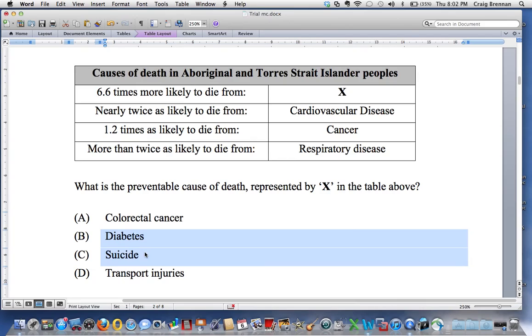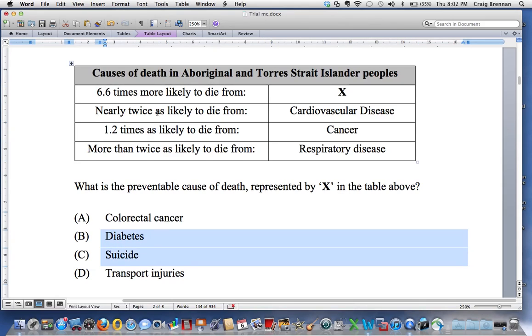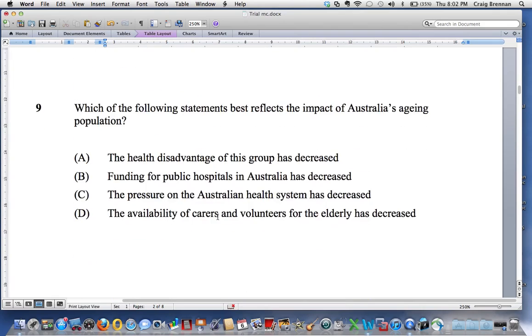When I went and looked through some of the textbooks to find out the different statistics up here, to me they're all over the place. So the most correct answer in this case, it can't be colorectal cancer, it can't be transport injuries. It's got to be either diabetes or suicide, purely based off some of the statistics that are given here, and as close to them as I could get or find. Then the answer would be B or C. So B or C was the correct answer here.